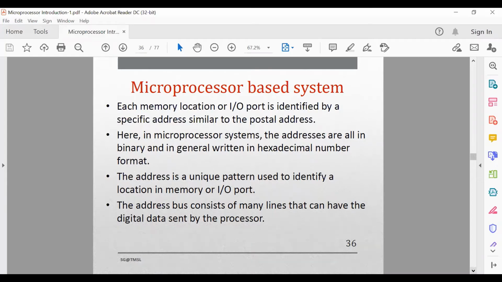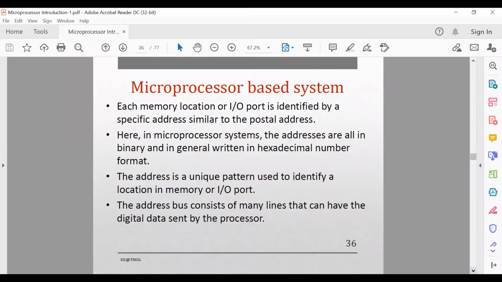Why hexadecimal number format? Because we know there are decimal, octal, and hexadecimal number formats. Using hexadecimal, more information can be gathered. It has 16 combinations, from 0 to 9 and A to F: 0, 1, 2, 3, 4, 5, 6, 7, 8, 9, then A, B, C, D, E, F. Using these 16 numbers, more combinations can be generated, so more information can be accumulated. That's why hexadecimal number systems are used in every microprocessor and microcontroller.